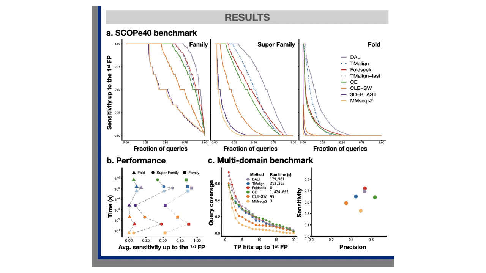As shown in the results section, Figure A, Foldseek reaches sensitivities at family and superfamily level below DALI, higher than the structural aligner CE, and similar to TM-align and TM-align fast. Foldseek is much more sensitive than structural alphabet based search tools such as 3D-BLAST and CLE-SW. On this small SCOPe 40 benchmark set, Foldseek is more than 3,000 times faster than TM-align, DALI, and CE, as shown in Figure B.